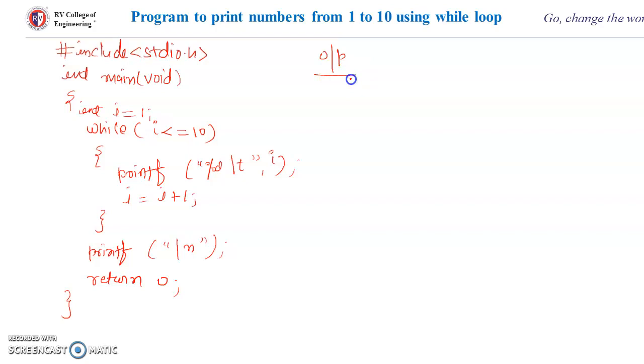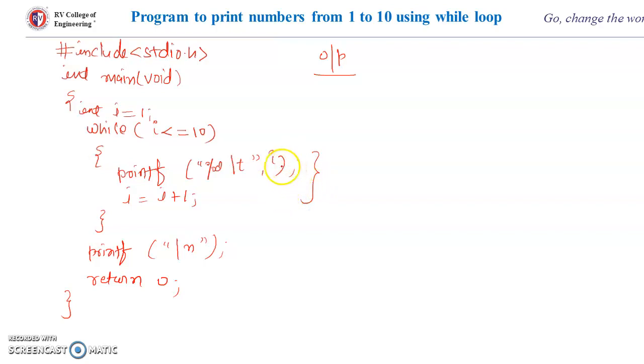Initially, the value of i will be initialized to 1, and the condition i less than or equal to 10 is checked. It is true, because the value of i is 1, so definitely 1 is less than or equal to 10. So the loop body is executed, meaning these two statements are executed.